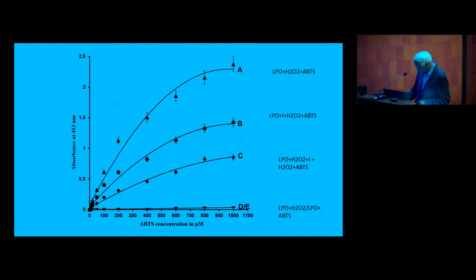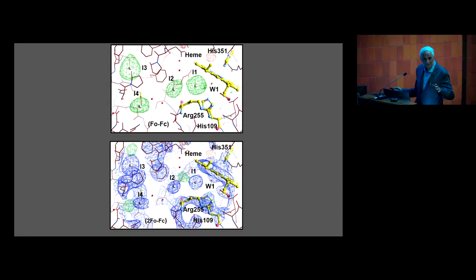And how do you see this? So when the structure of the protein molecule is placed, you see in the difference map some density in the binding site. This is the heme group. This is the substrate binding site here. You have some four positions with density.